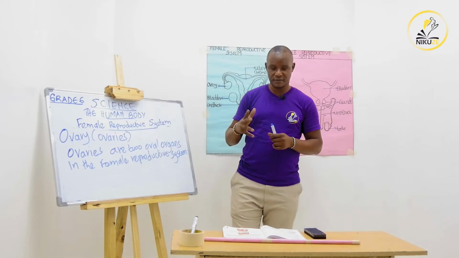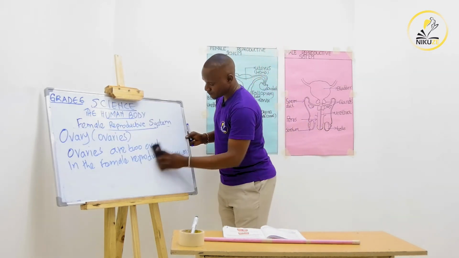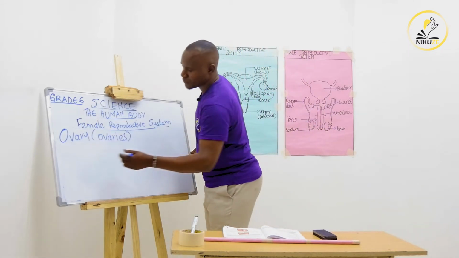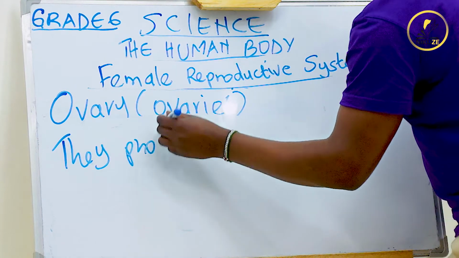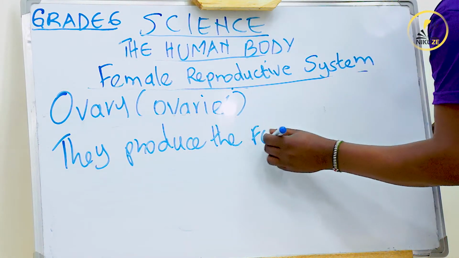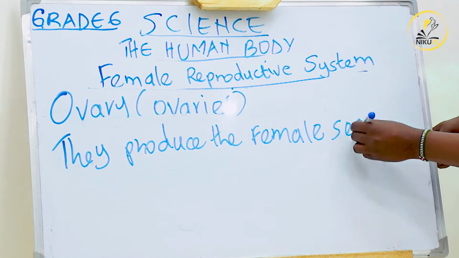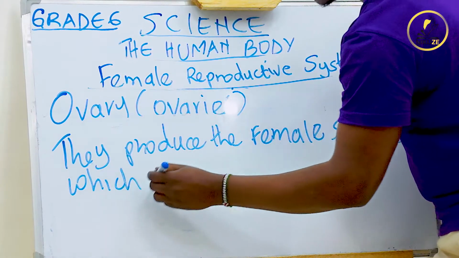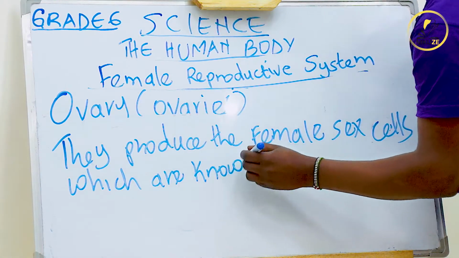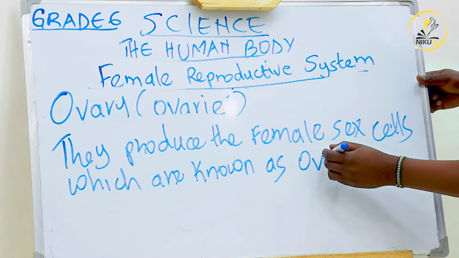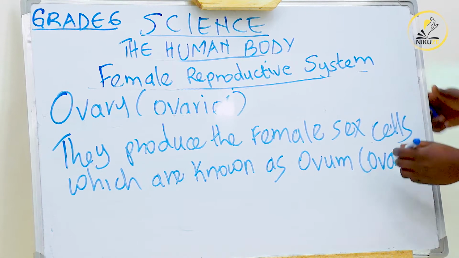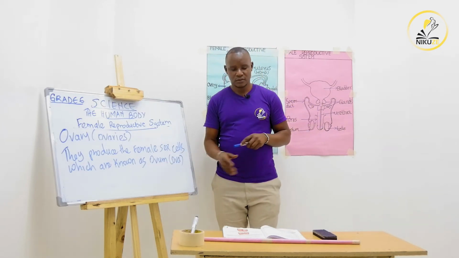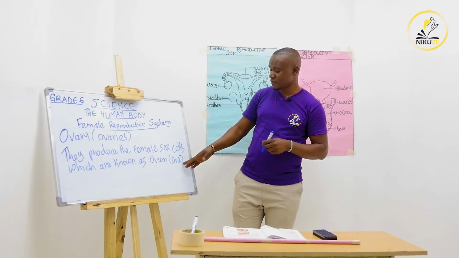And then, as much as we have the definition, what role is played by these ovaries? That brings us to the function. Their function is to produce the female sex cells, which are known as ovum, or we can talk of ova in plural. The singular is the ovum, whereas the plural form is the ova.